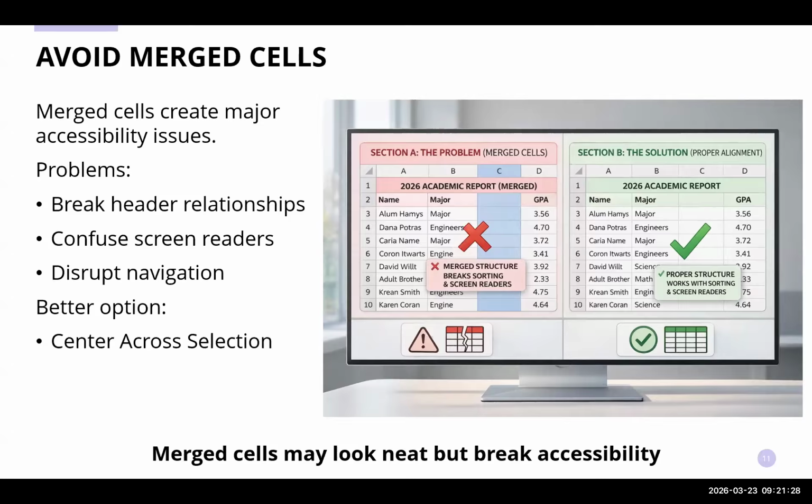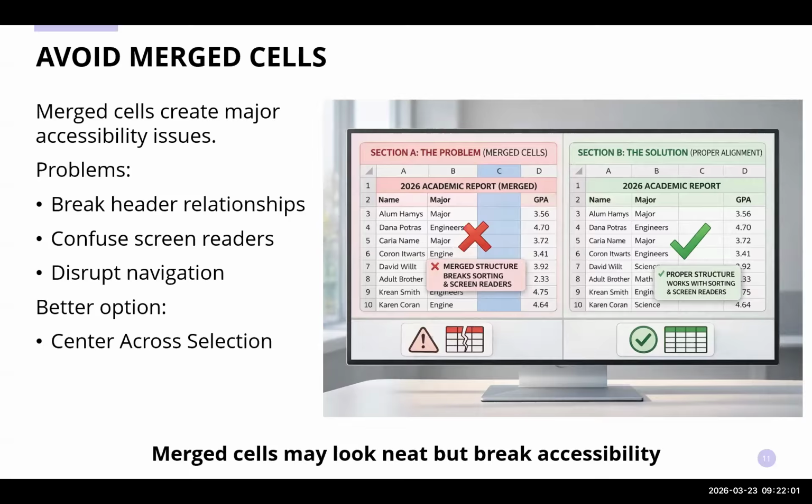First, merged cells break header relationships. Screen readers rely on consistent navigation to connect column headers to the data below. When cells are merged, that connection is broken and the data becomes very confusing to navigate. Second, merged cells can confuse screen readers, as they can skip over data or read it in the wrong order, which can completely distort the meaning of the data.